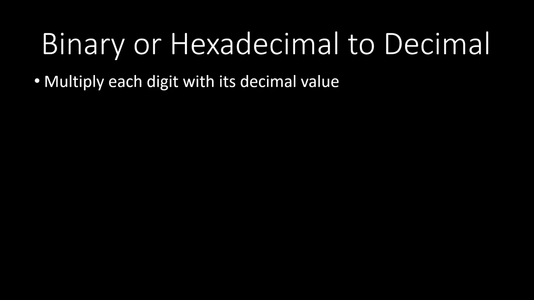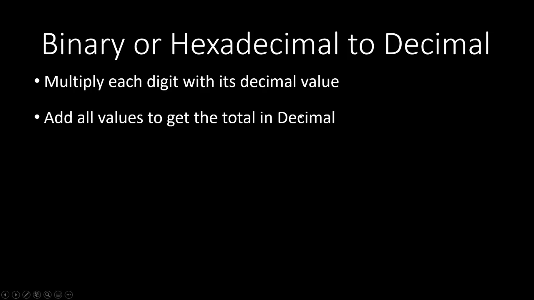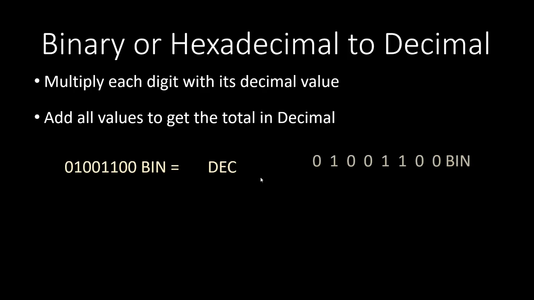Let's move to another type of conversion, which is binary or hexadecimal to decimal. This conversion is easy also, and we discussed it in part 1. It all depends on multiplying each digit with its decimal value, and then we add all these values to get the total in decimal. So let's take an example. This binary number 01001100, we want to convert into decimal. So let's do the math.